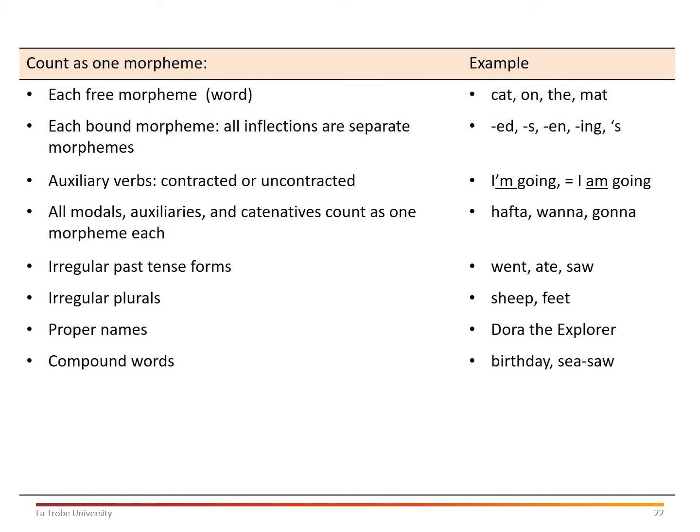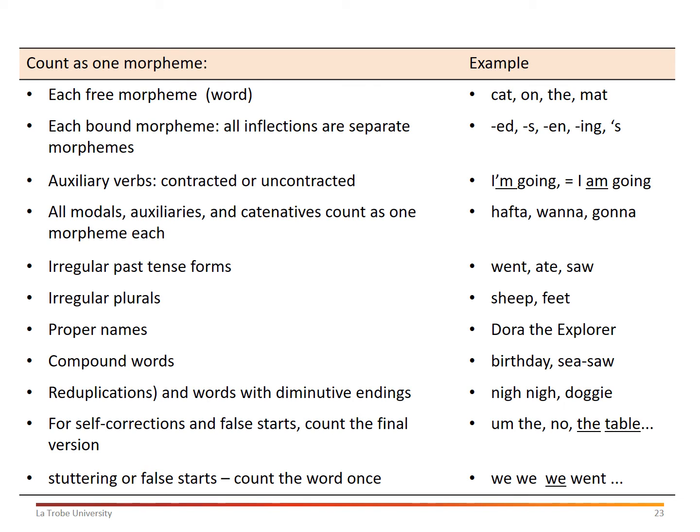Compound words are counted as one morpheme. Reduplications or words with diminutive endings, which is very typical in young children's expressive language output. Self-corrections, don't count the false start, count the final version. So in the example we have here, the, no, the table. You sometimes have to make a judgment call there, but essentially the, no is helping the child just get started. And similarly, stuttering or false starts just count the primary word once. So we went, we're just going to count the word we as one morpheme, not three.